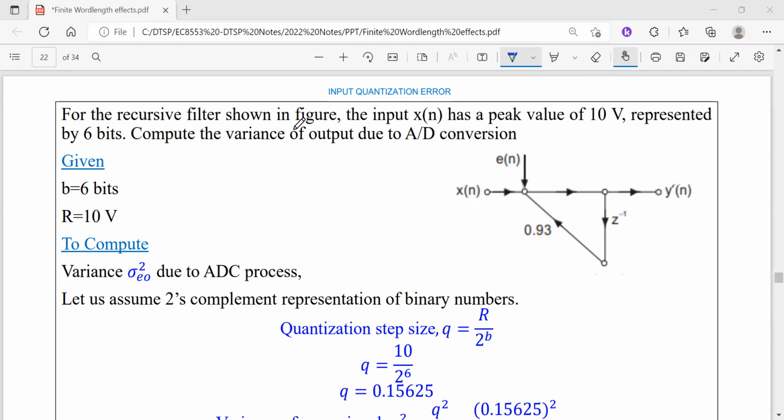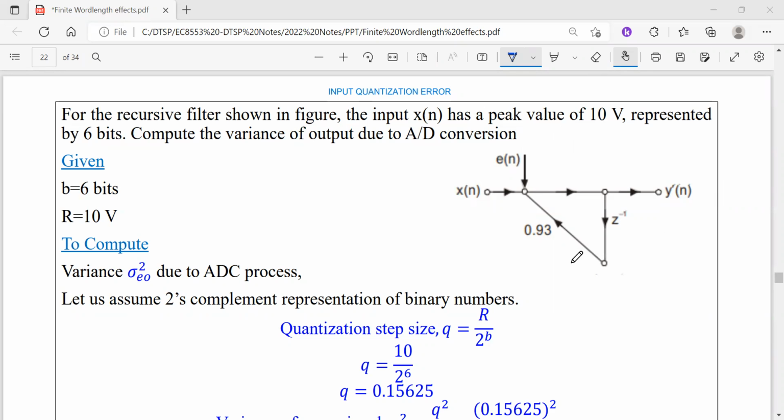For the recursive filter shown in the figure, the input x of n has a peak value of 10 volts represented by 6 bits. Compute the variance of the output due to AD conversion, that is analog to digital conversion. And this is the filter diagram that has been shown here.